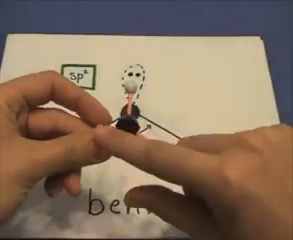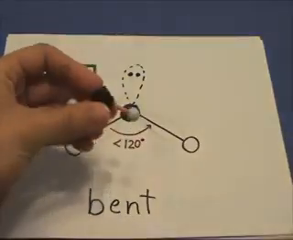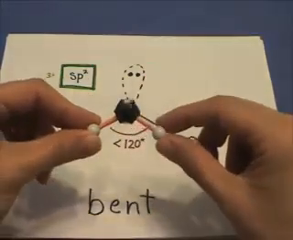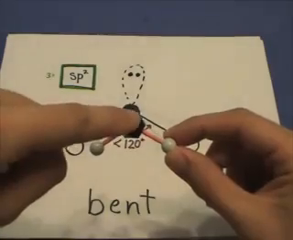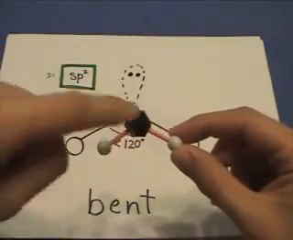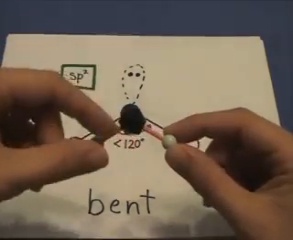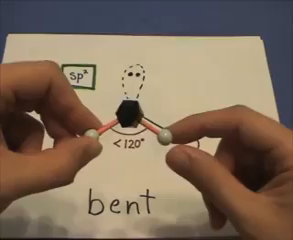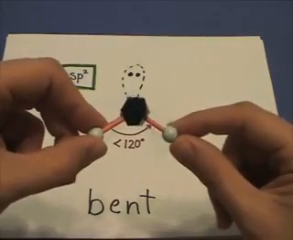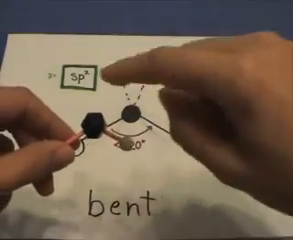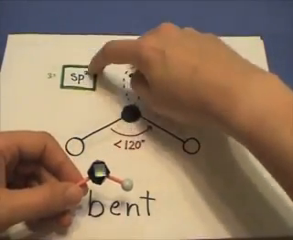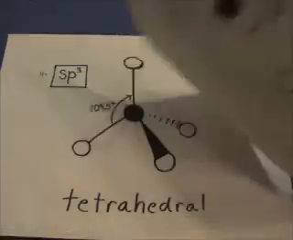If there are 2 sigma bonds and 1 lone pair of electrons, then this central atom is still sp2 hybridized. There's 1, 2, 3 electron regions, and the predicted bond angle is slightly less than 120 degrees. This is bent, sp2, because there's 1, 2, 3 regions.